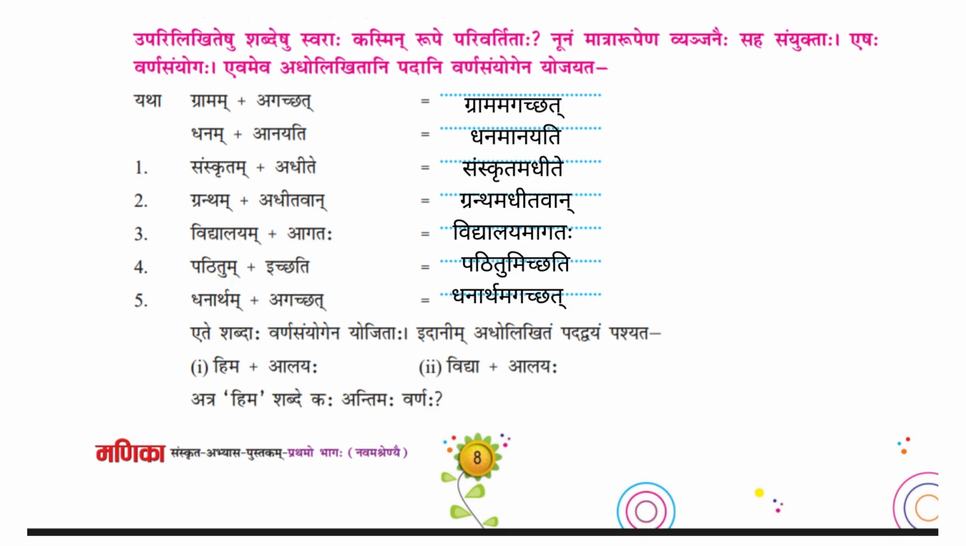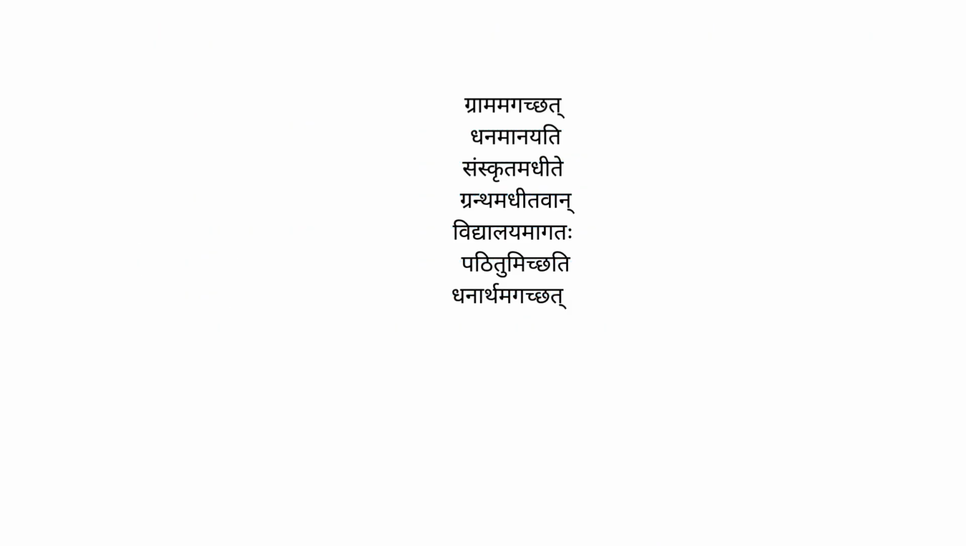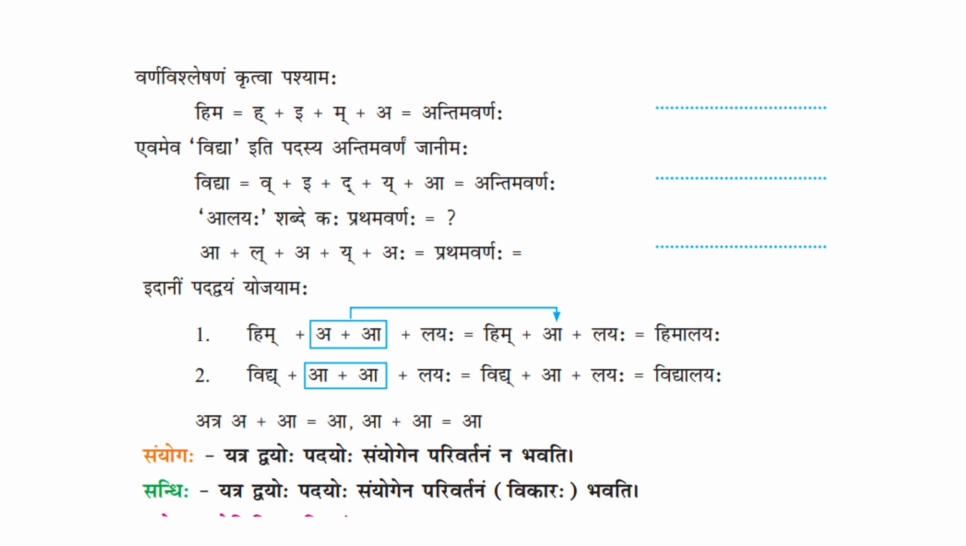Atra Hima Shabde Kaha Andima Varnaha. There is a swara added to the word already. Hima. Ma is not half. Hima. M plus A is already there. So in Hima, what is the last letter? Last letter is A. Like when you split the word Hima, H plus I plus M plus A. So the last letter is A. Like that, in Vidya, when you split V plus I plus D plus Y plus A, here the last letter is A. And in Alayaha, last letter is Aha.